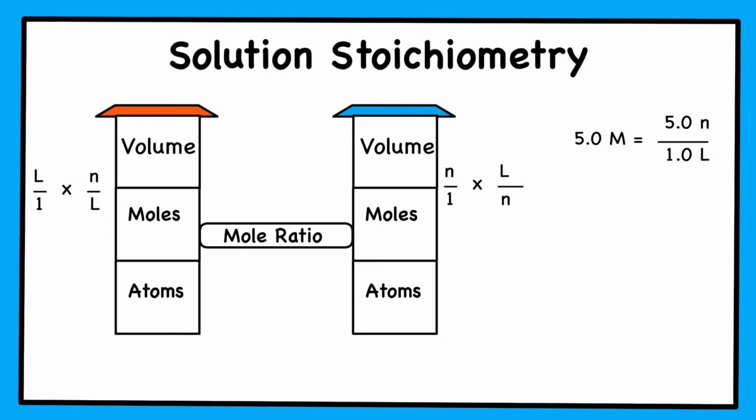So if I have a 5 molar solution, that means that there are 5 moles of solute per 1 liter of solution. If I invert that, then that means there's 1 liter of solution per 5 moles of solute. Now, let's work a practice problem.